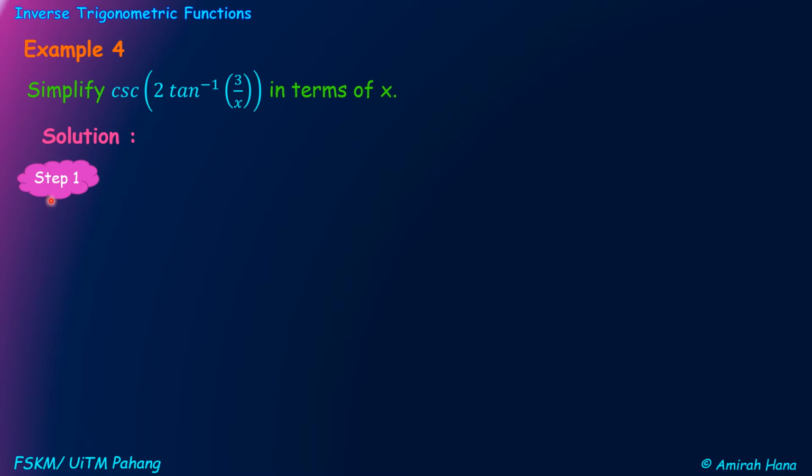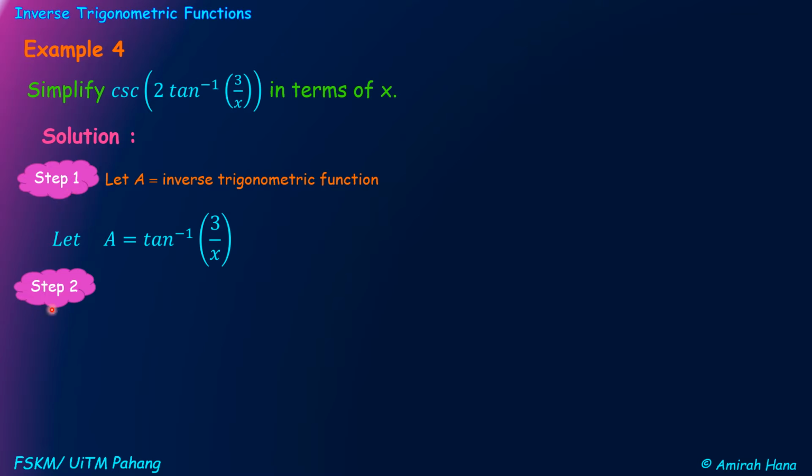First, step 1, let A equal to the inverse trigo function. Our inverse trigo function is inverse tangent 3 over x. 3 over x comes together with inverse tangent, so we need to let A equal to inverse tangent 3 over x. We do this so we can use double angle identities later. After that, we continue with step 2.